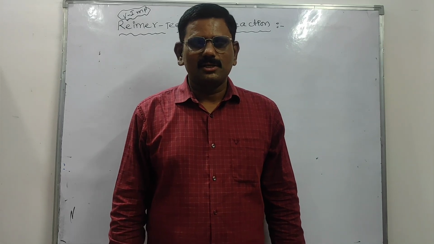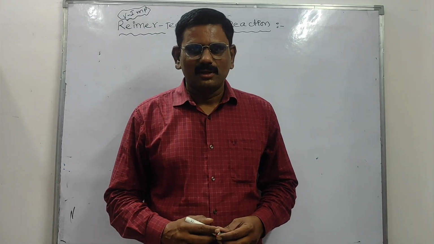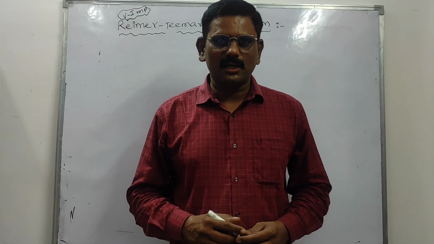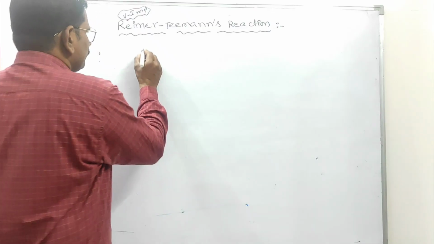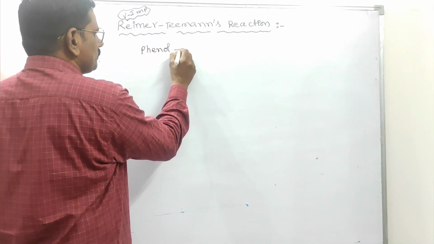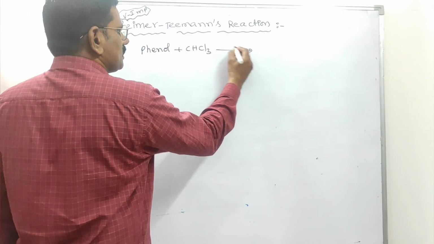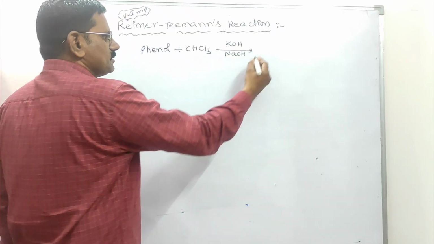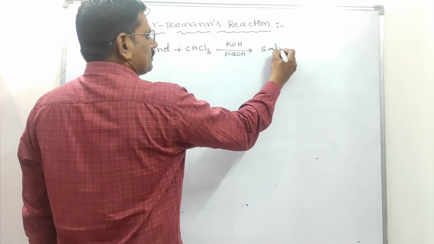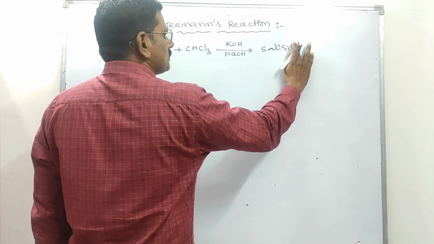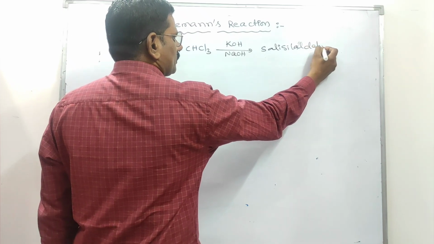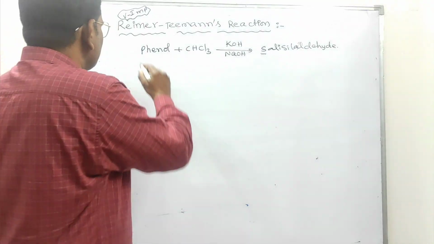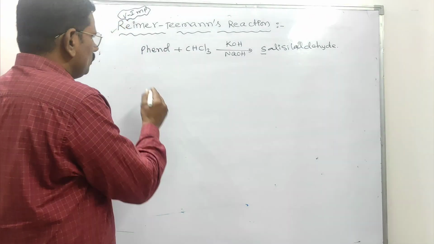A very important reaction in organic chemistry we are going to discuss is the Reimer Tiemann reaction. It is also called the phenol to salicylaldehyde reaction. In this reaction, when phenol reacts with chloroform in presence of an alkali like NaOH or sodium hydroxide, it forms salicylaldehyde. It is also called ortho-hydroxybenzaldehyde. This reaction is said to be the Reimer Tiemann reaction. We will see the reaction.